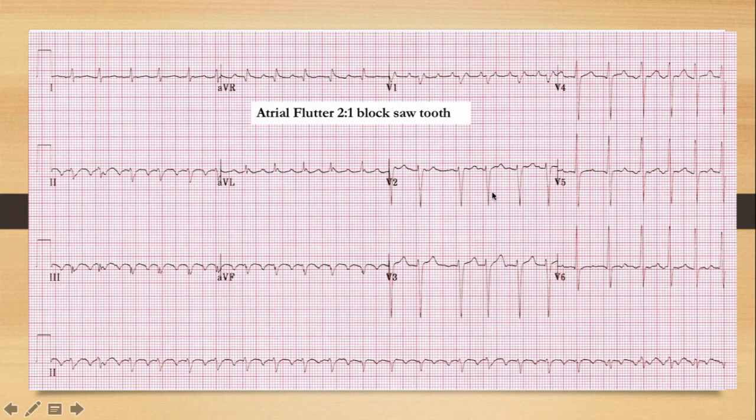This is flutter. So with flutter, you just see a sawtooth appearance. Whenever you see a sawtooth in the rhythm lead or overall in the EKG, then we call it a flutter, and you can see there is a 2-to-1 block because not every P wave is conducted. So this is why we call it flutter.